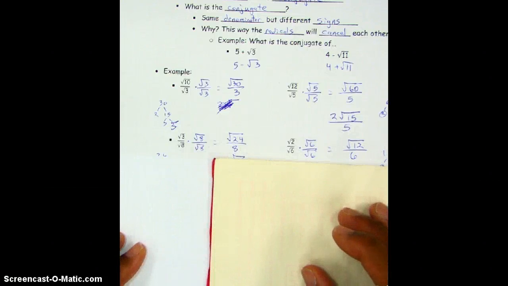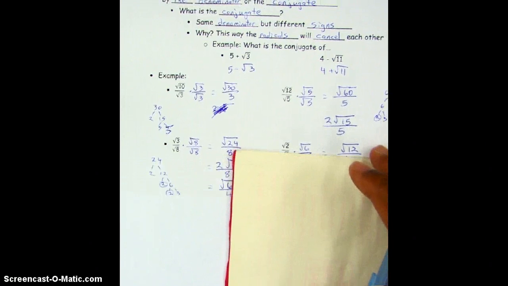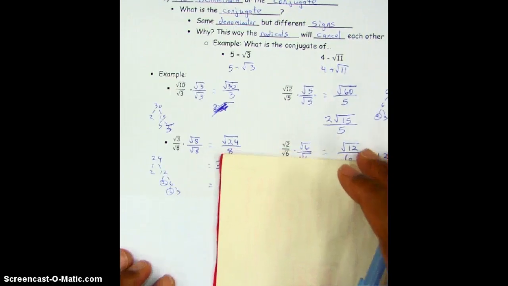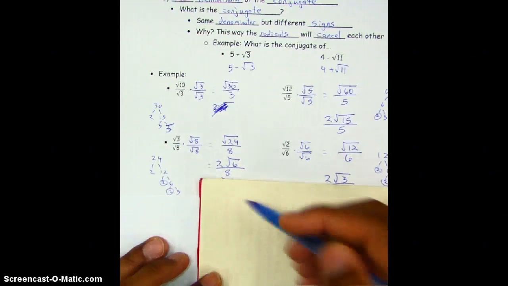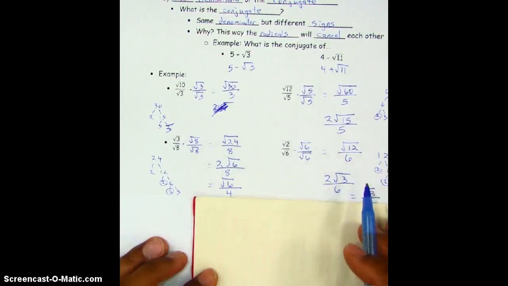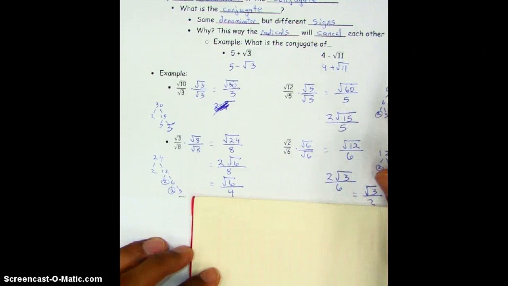We're going to factor tree 24. And there's the work. So we're going to end up with 2 square roots of 6 over 8. The 2 and the 8, we can reduce that. So we're going to end up with the square root of 6 over 4.